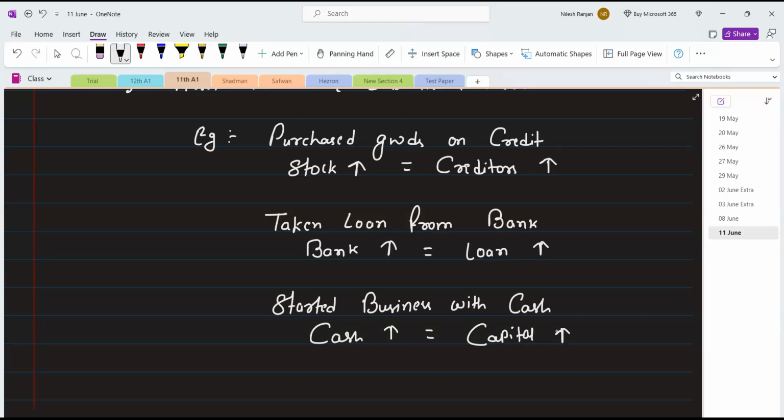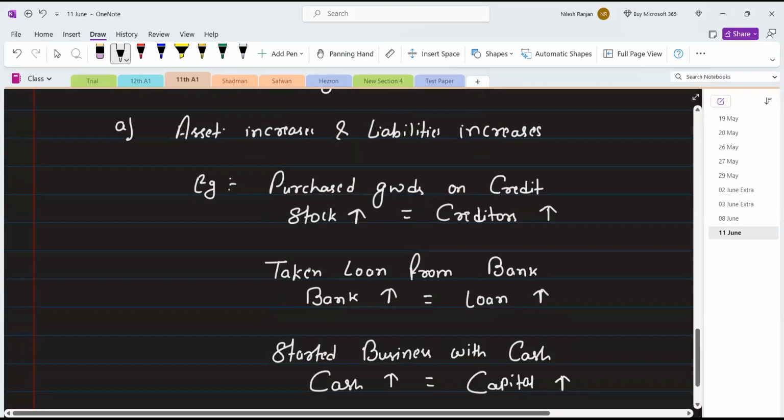Okay. Yes sir. So any doubt here? No sir. So whenever there is this type of transaction, let's say purchase goods on credit, on the asset side you will add stock, and on the liability side you will add creditors. Okay.